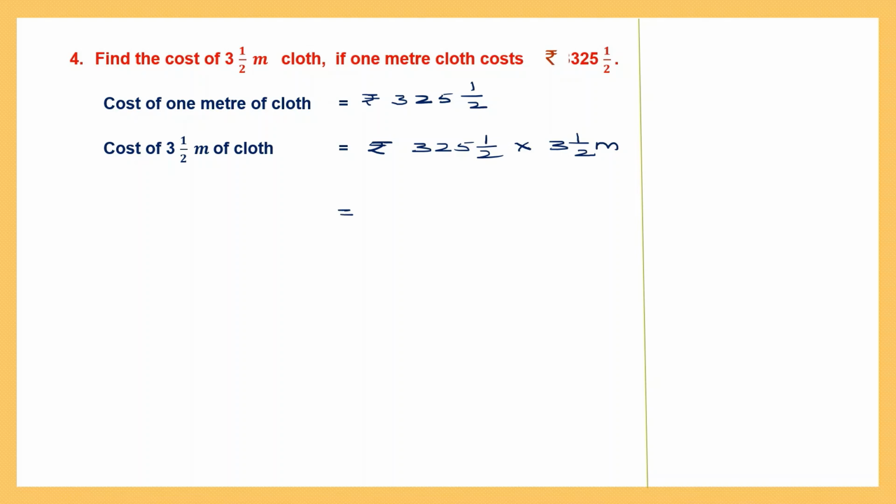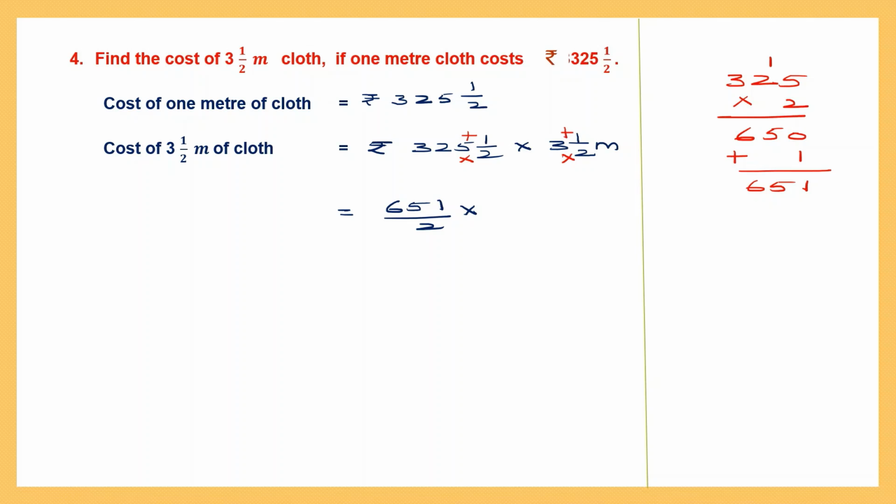So when we multiply, first we need to convert 325 1/2 into an improper fraction. 325 into 2. 2 fives are 10, carry 1. 2 twos are 4 plus 1, 5. 2 threes are 6, 650 plus 1. So that becomes 651 by 2. Now let's convert the other one. 2 into 3, so 2 threes are 6 plus 1 is 7. So that is 7 by 2.